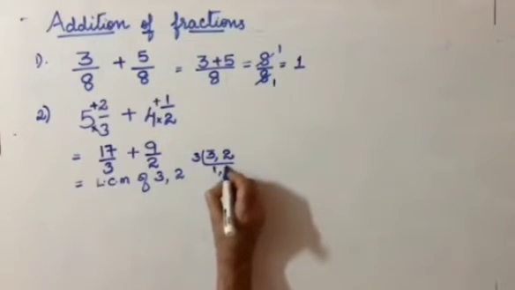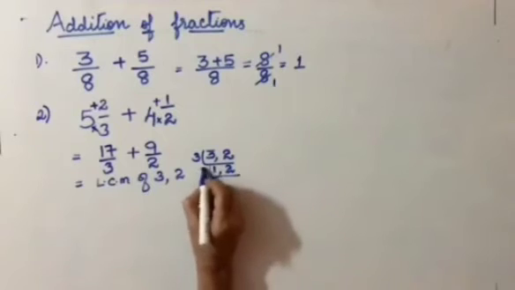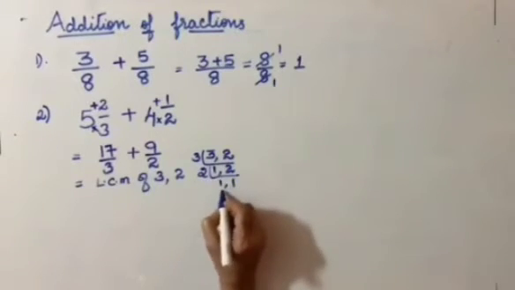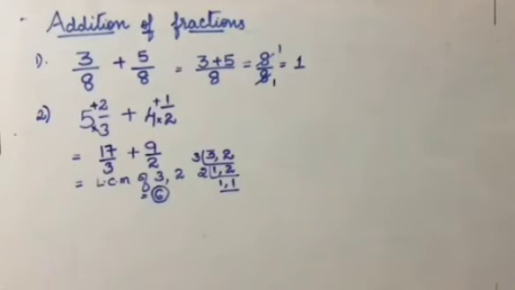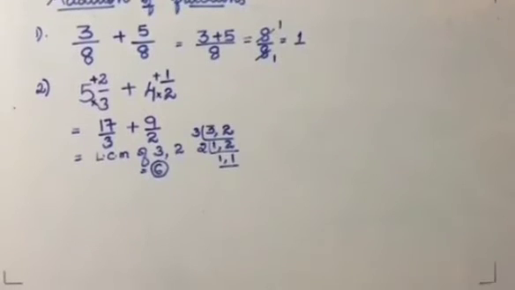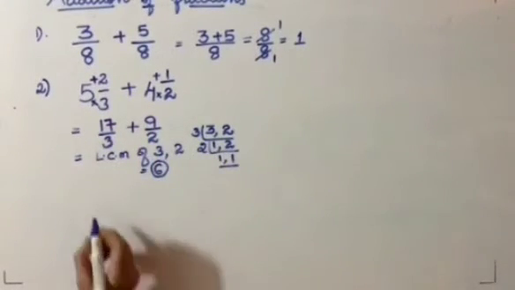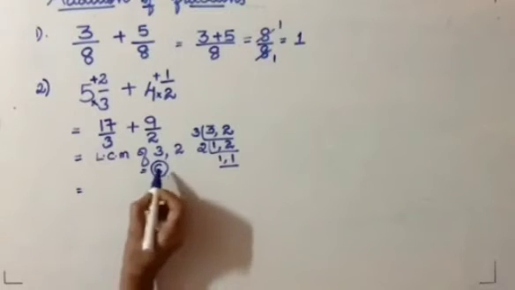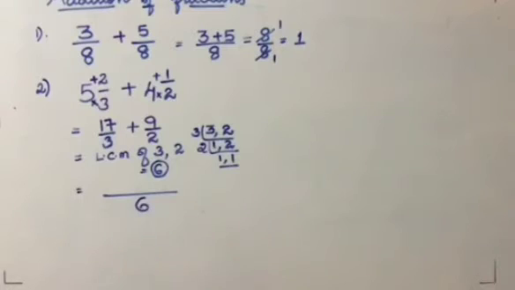3 ones. Bring down 2 as it is. Remember LCM? Then 2 ones, 3 twos, 6. Agreed? Fine. Now what do we do? We equalize, that is, find the equivalent fractions. How? What is the common denominator now? It is 6. Do you all agree, children? The common denominator now is 6.